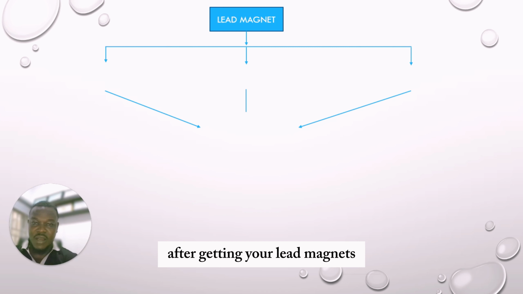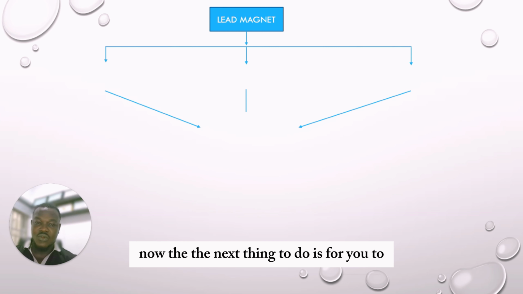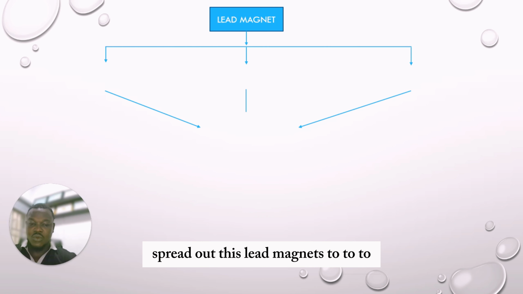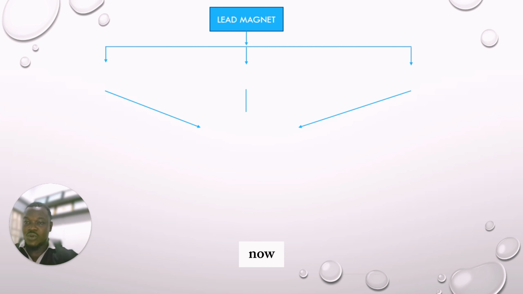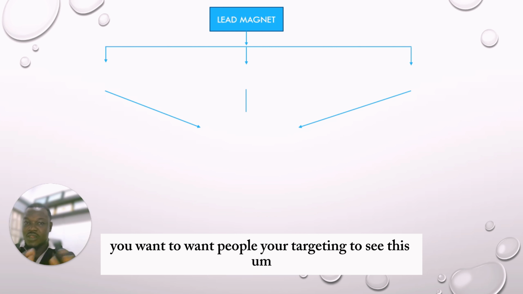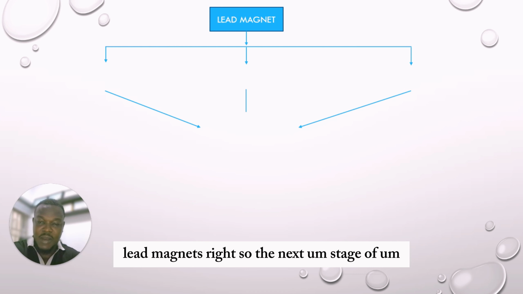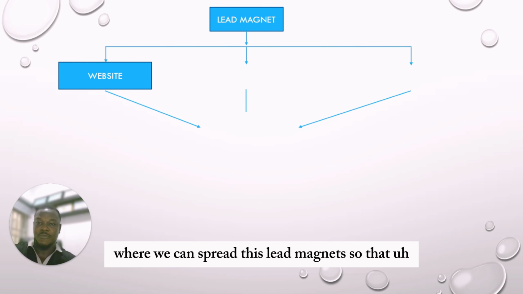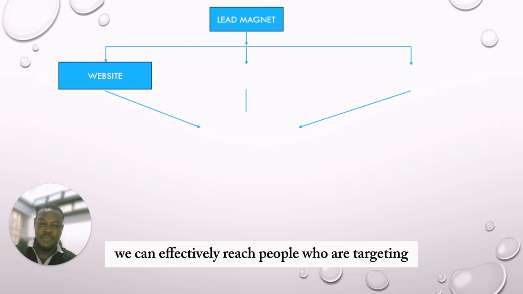Now, after getting your lead magnet, the next thing to do is spread out those lead magnets to be in front of your target audience. We want the people you're targeting to see these lead magnets, right? So the next stage of our strategy will take us to where we can spread these lead magnets so that we can effectively reach the people we are targeting.